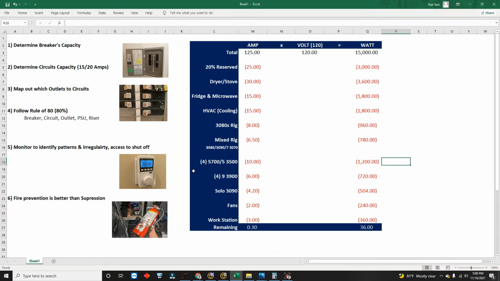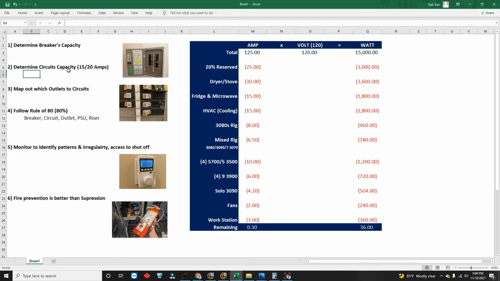Okay, so we'll go through the whole process again. If you recall, first I mentioned determine the breaker capacity. So figure out what your breaker capacity is, right? I know mine is 125, which means I have 15,000 watts. 125 times volts, I get my wattage.